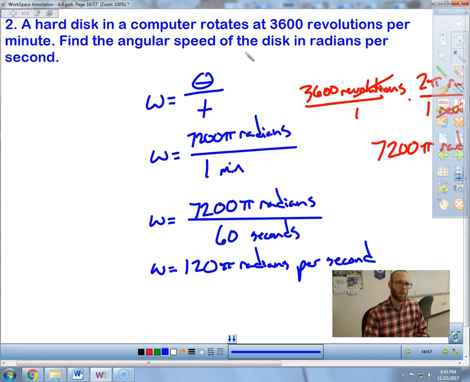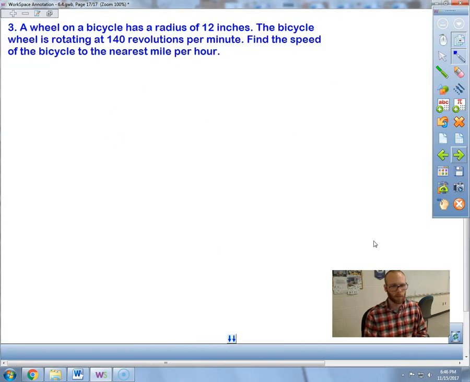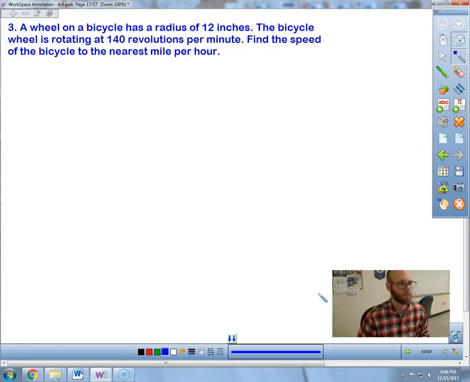All right, so just working that we can switch between our units. I'm checking that we understand what revolutions are. All of that looks good. Let's go to number 3.